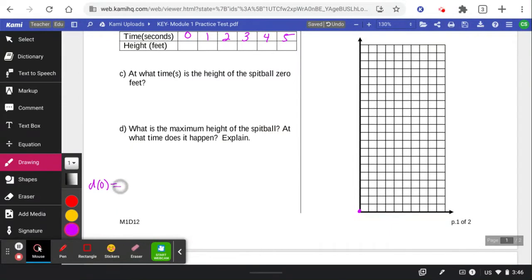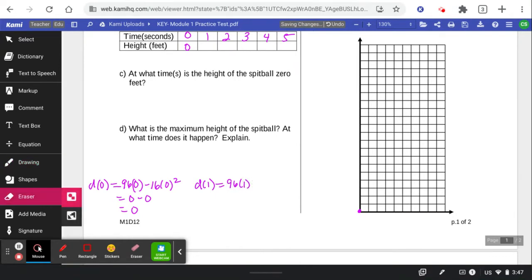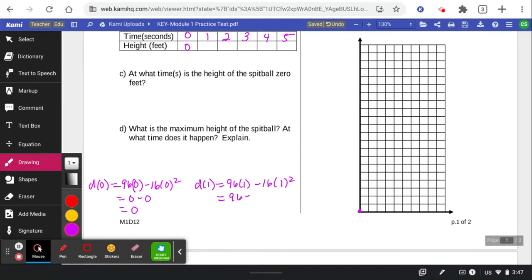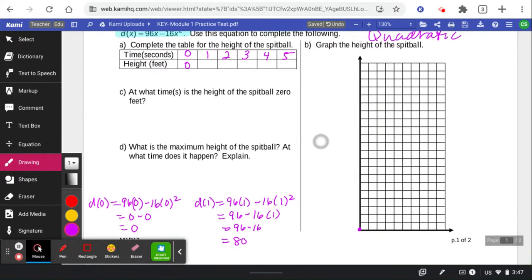So d of zero would be 96 times zero minus 16 zero squared. That's just zero minus zero or zero. D of 1 is 96 times 1 minus 16 times 1 squared. So that's going to be 96 minus, well, 1 squared is 1, and so 16 times 1 is just 16. And 96 minus 16 is 80.